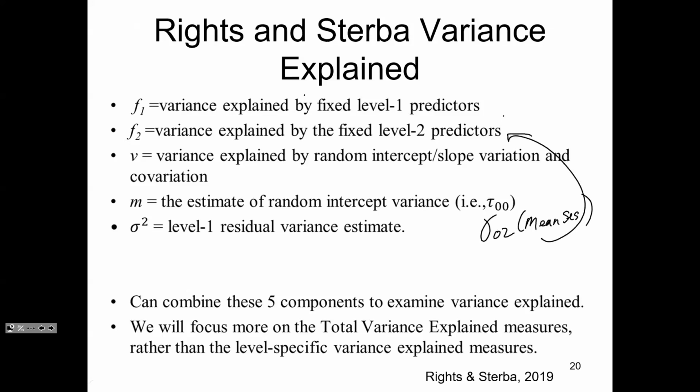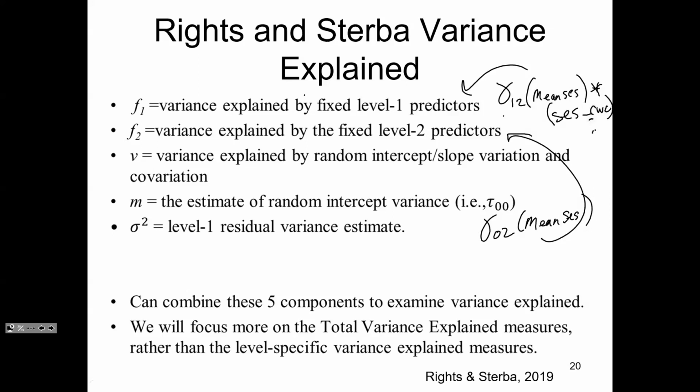But let's say gamma 1,2 mean SES times SES cluster mean centered, right? Even though mean SES is in it, it's still got a level 1 variable in there. So it's really about a level 1 predictor. It's about how the level 2 predictor moderates the level 1 slope. But any of the level 1 slopes would go into F1. Okay, so we could break those out that way.